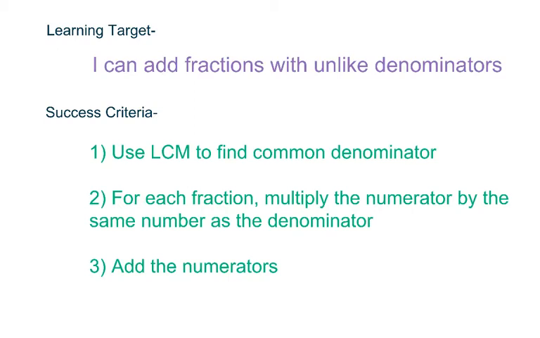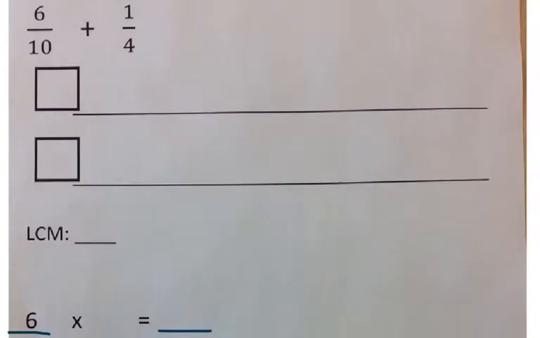The first one: use least common multiple to find common denominator. 2: for each fraction, multiply the numerator by the same number as the denominator. And 3: add the numerators. So, I'll show you what those look like. This is what the worksheet will look like. And so first we are going to find the least common multiple of the denominators.